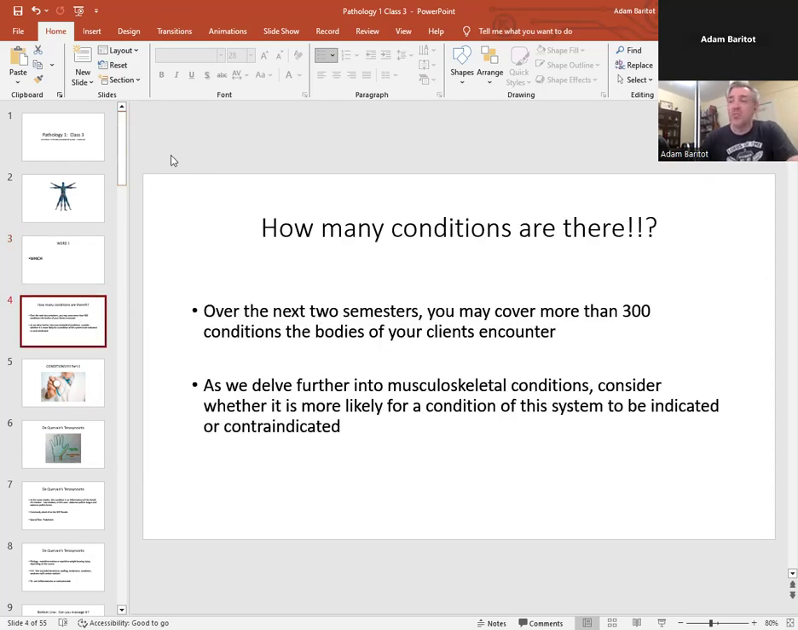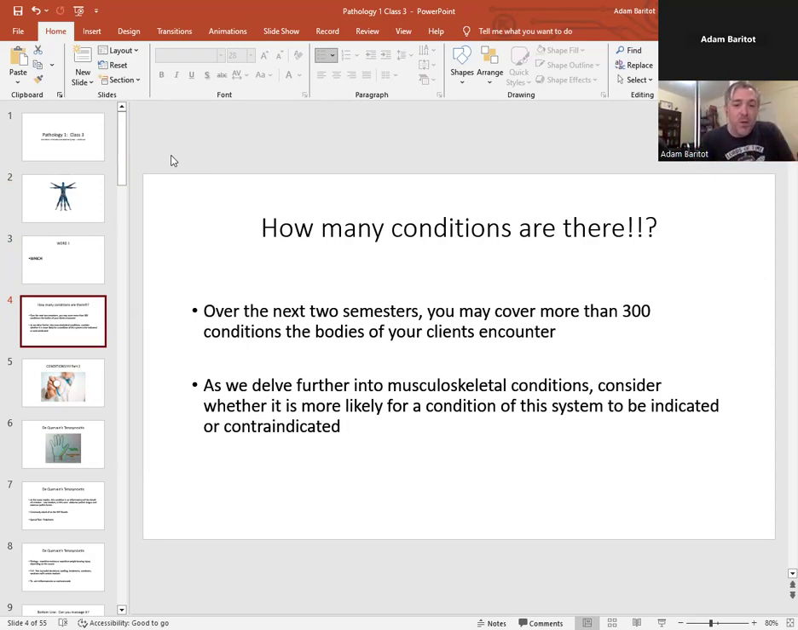So how many conditions are there in the body? We did a little intro to this last week, but we're diving a little bit further here. Over the next 2 semesters, you may cover more than 300 conditions of the bodies your clients encounter. The most common conditions we're going to cover in this class, although I might throw in a couple of rare ones just because they might be fun.